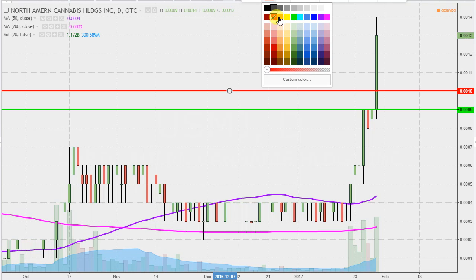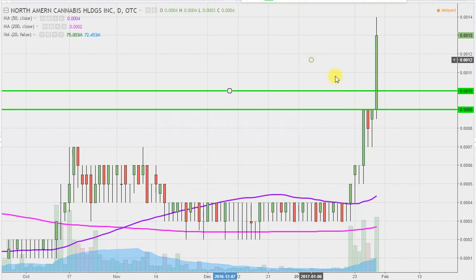Same with up here at 001, was a level of resistance, but also broke today. So this would be considered an area of support going forward. So always good when red lines are being converted into green. So newest areas of support, 0009 and 001.